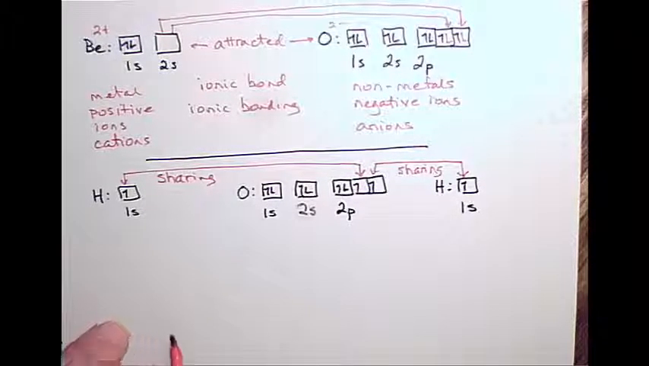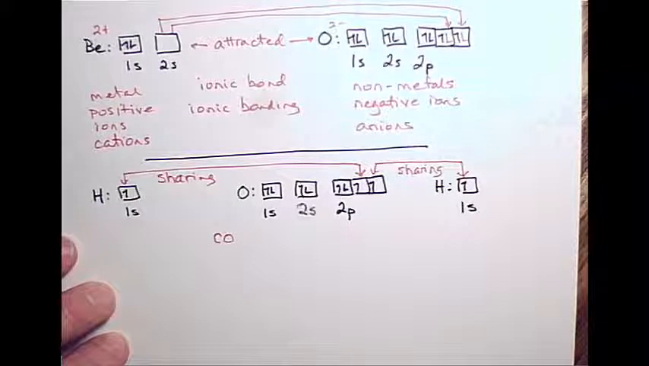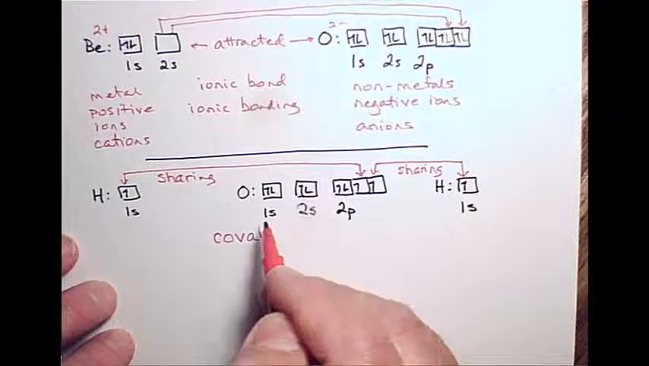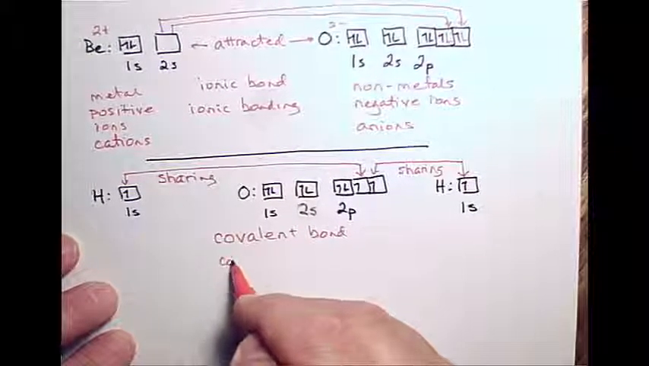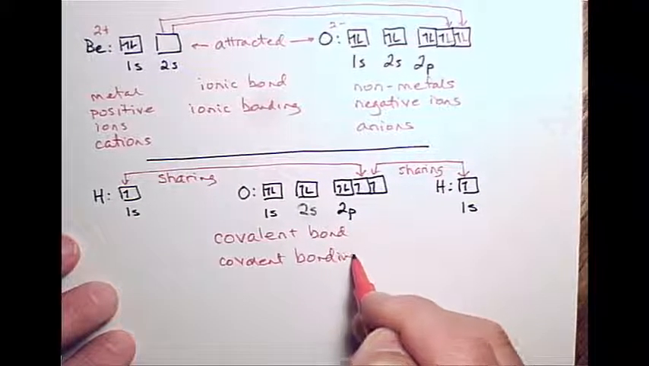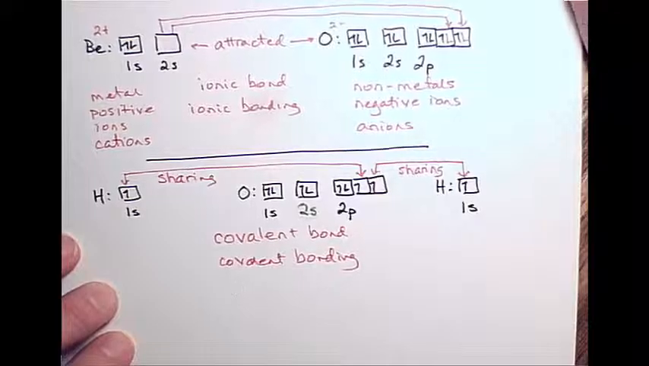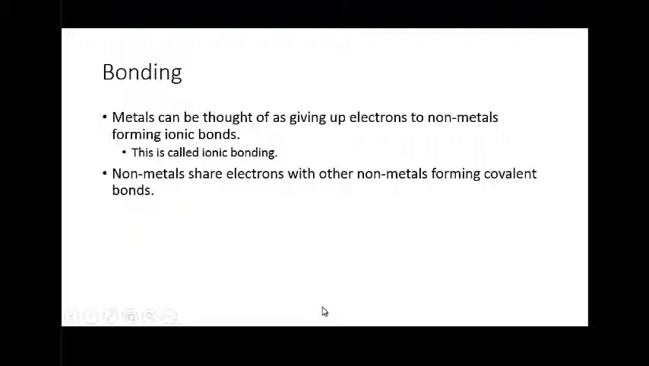So they're sharing, so we might call this co-sharing. And it's happening with the outermost energy level electrons. What do we call those? Valence electrons. So that's covalent, for the valence level. Covalent bonding, or covalent bond. Nonmetals share electrons with other nonmetals, forming covalent bonds. This is called covalent bonding.